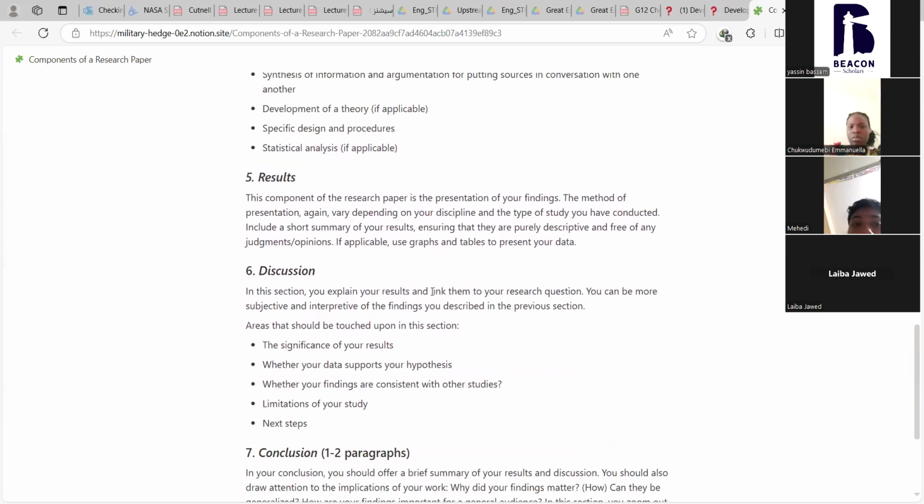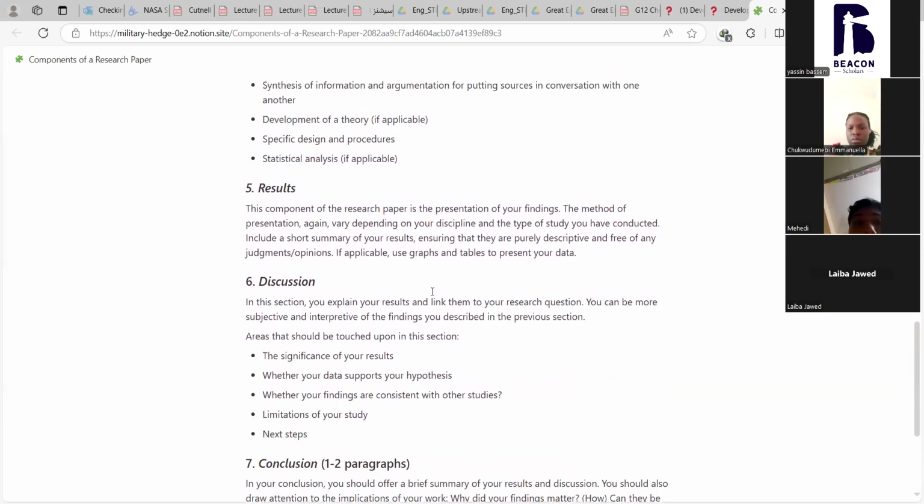The results section is also not mandatory in the literature review part of your research paper, but it's a component of a systematic one. It's the presentation of your findings. The method of presentation again varies depending on your discipline and the type of study you have conducted. Also, I see many students make a literature review and they contain results in their research paper. They just summarize the results of all the research papers they read and put them in their research paper. It will be a very good idea if you can do it.